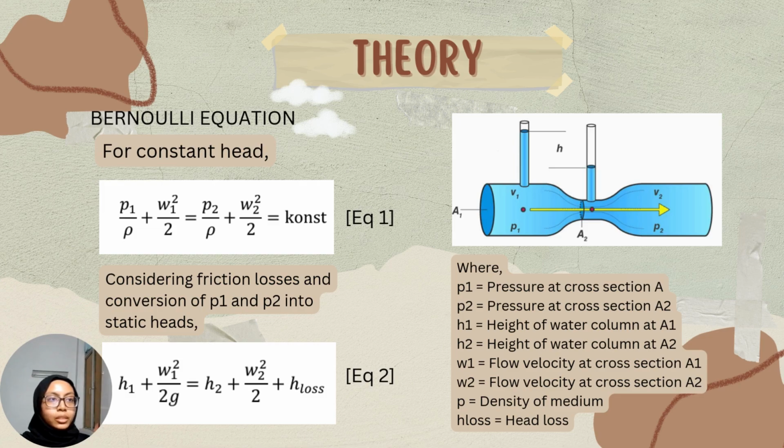Next is theory. So as you can see, the first equation is the equation for the constant head. This is the general equation for Bernoulli, and then we consider the friction losses and conversion of P1 and P2 into static heads. Then equation 2 will be formed. As you can see in the picture, this is a venturimeter. Venturimeter is a flow meter that works on the principle of Bernoulli's equation.